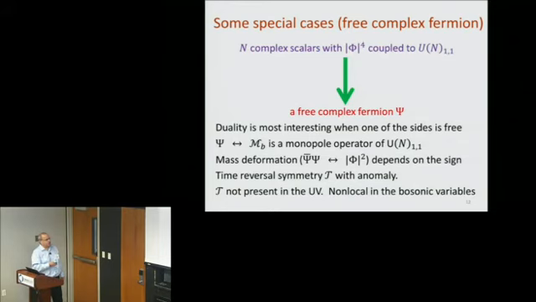Duality is more interesting when one side is free, because then we read this as the question and this as the answer. The free fermion can be identified in the UV as a monopole operator in this theory. So we can actually identify the operator here. The mass deformation is turning on ψ̄ψ here, and that translates to turning on a φ² term here. So in the context of your question, this is analogous to the SU(2) theory, and this is analogous to the U(1) theory in 4 dimensions with N equals 2 supersymmetry.